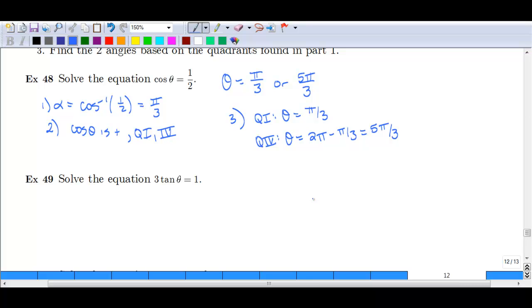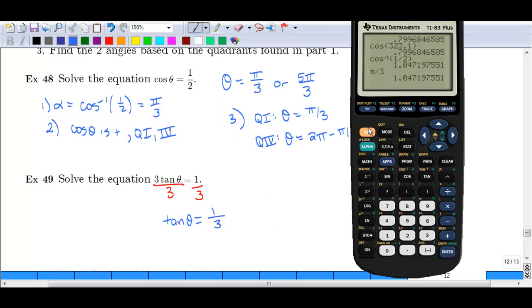This next example, we don't have a nice clean answer that's going to show up on the unit circle. So in this case, we want to solve this equation. We're going to divide both sides by 3 to start off with. Again, just like we do with algebra, we're going to get rid of that coefficient. And we end up with tangent of theta is equal to 1/3. And no, this is not on the unit circle, so we're going to have to go to our calculators.